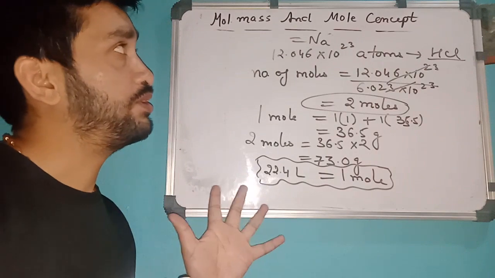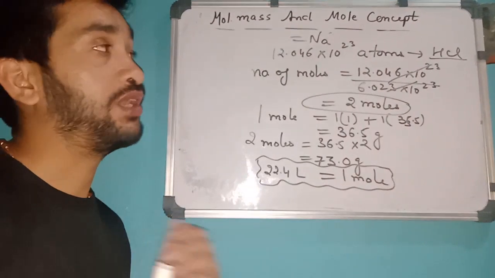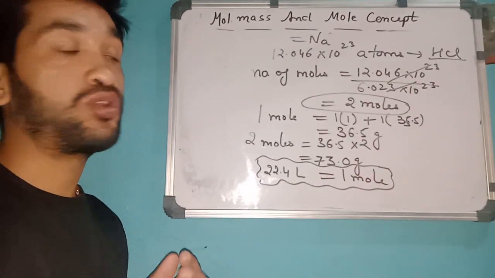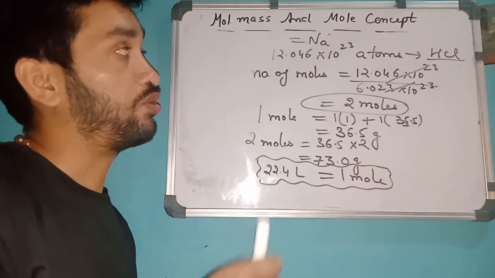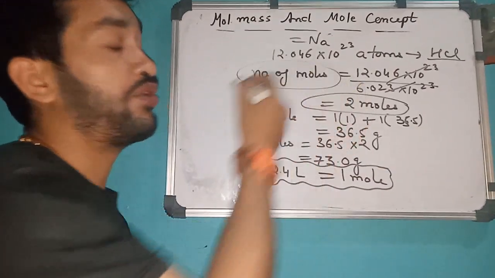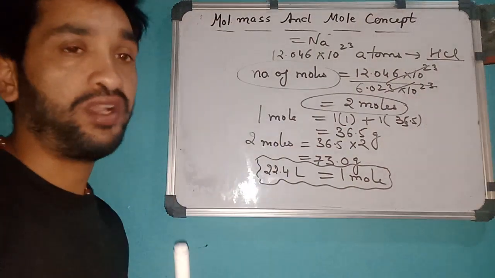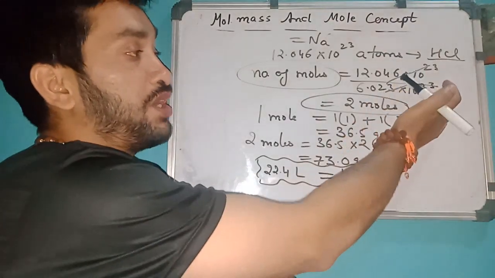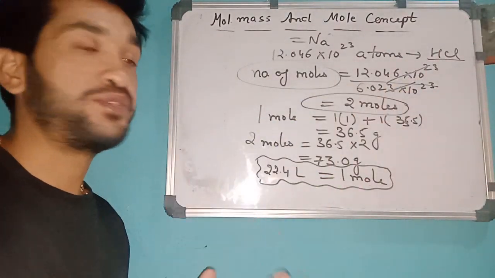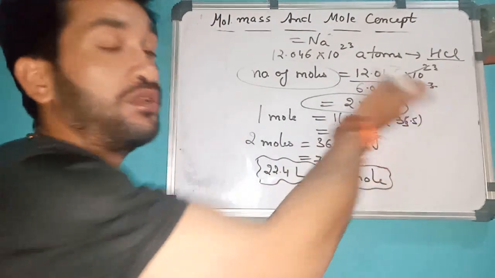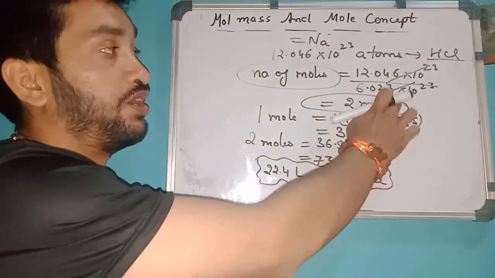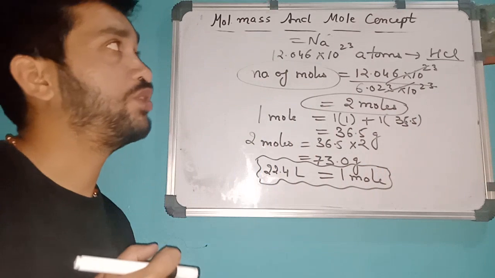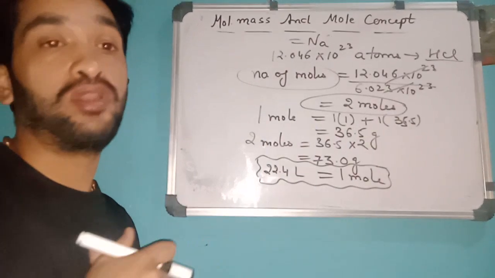Okay, so this was all about your molar mass, how to calculate molar mass, what is mole concept, and here you also got to know how to calculate the number of moles. If weight is given, then given mass upon molar mass, and if atoms are given, then given atoms upon Na, that is Avogadro's number. So I hope you won't have any doubt regarding how to calculate molar mass and what is mole concept.